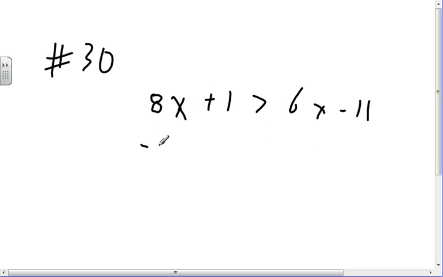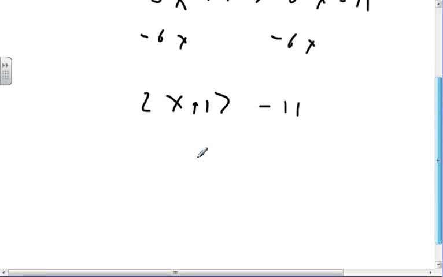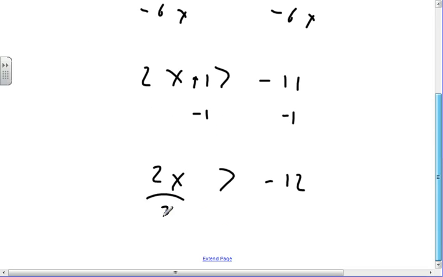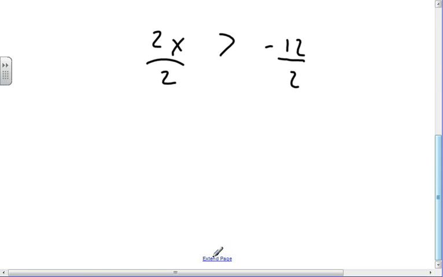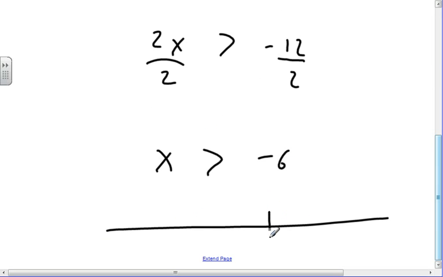So I'm going to subtract 6x from both sides, just for the heck of it. x plus 1 is less than minus 11, with 2x on the other side. Then I'm going to subtract 1 from each side. 2x is less than minus 12. And then I'm going to divide both sides by 2. x is less than minus 6. And then I'm going to graph it. There's my minus 6. I'm going that way.